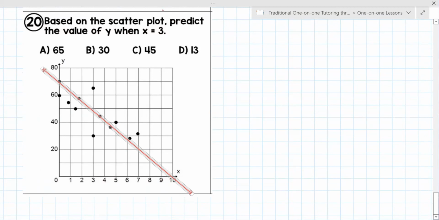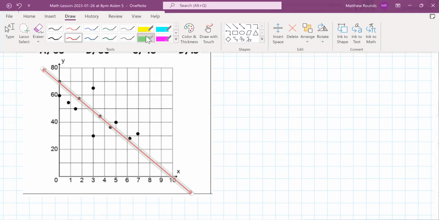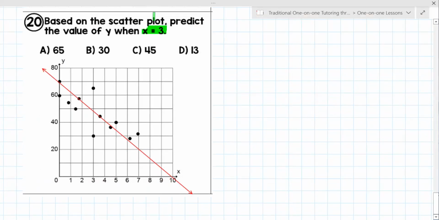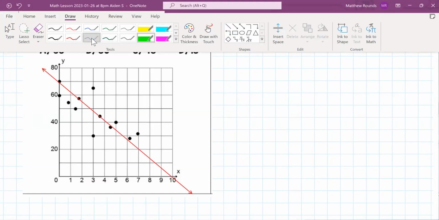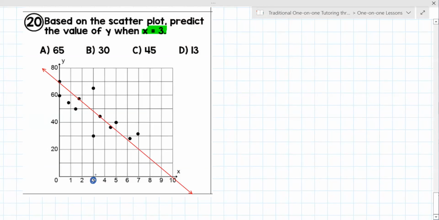So now, are they giving you X or Y? X. Okay, so that's the horizontal axis. You go to wherever X is 3 on the horizontal axis, come up until you hit the graph, and then you go left. And what is that close to? 50. It's a little less than 50. Yeah, but it's closer to 50.